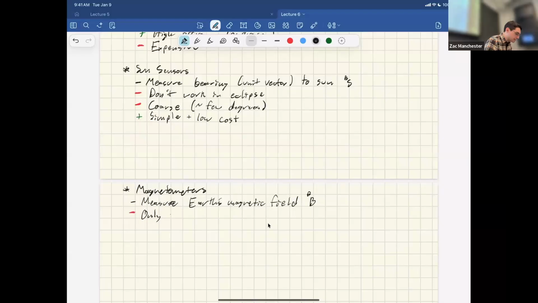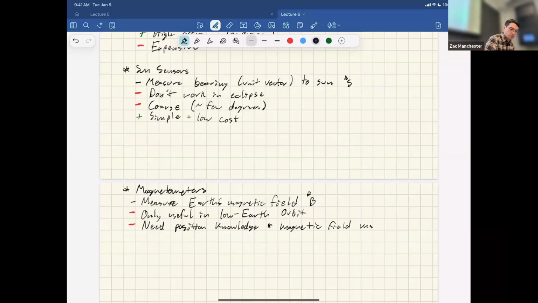Let's write that down too. Only useful in low Earth orbit. Another one, maybe bad, maybe neutral: need position knowledge and magnetic field map, which is not so bad. There are standard maps available that are pretty good. Let's see, other things about this.